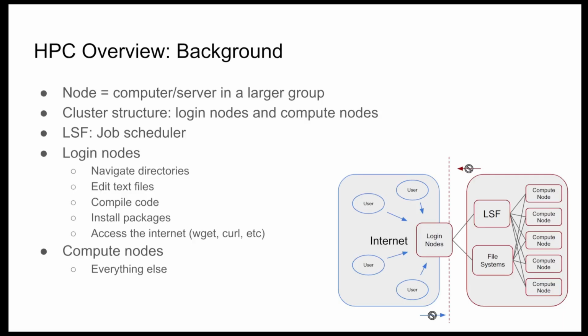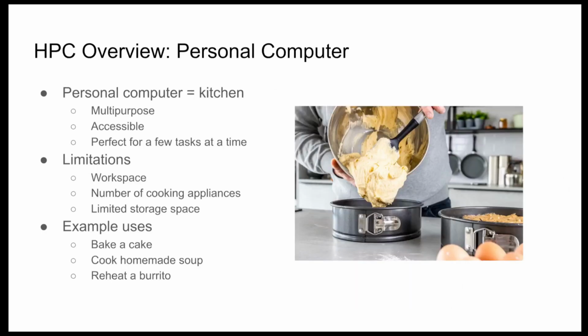I like to use a little analogy to think about what tasks make sense for my own personal computer or a workstation in my lab versus using an HPC cluster. I like to look at my personal computer, or this can be applied equally to a workstation, as like a personal kitchen. Personal computers and personal kitchens are multi-purpose. You can cook a lot of things in a kitchen, you can use your personal computer to do a lot of different diverse tasks, but they're also accessible.